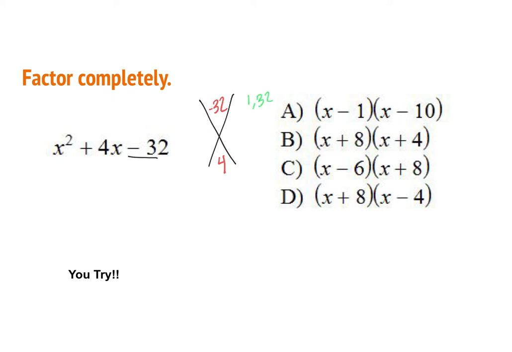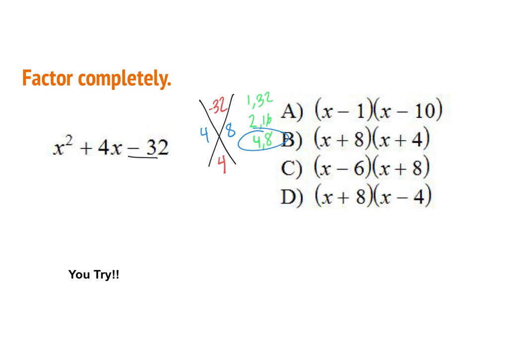1 and 32, 2 and 16, 4 and 8. Is there something that gives me 4? Well, 4 and 8 looks like it might work. So I am going to write 4 and 8. Now it has to be negative 32. 4 times a negative 8 will give me negative 32. 4 plus negative 8 gives me negative 4, so that's not going to work.